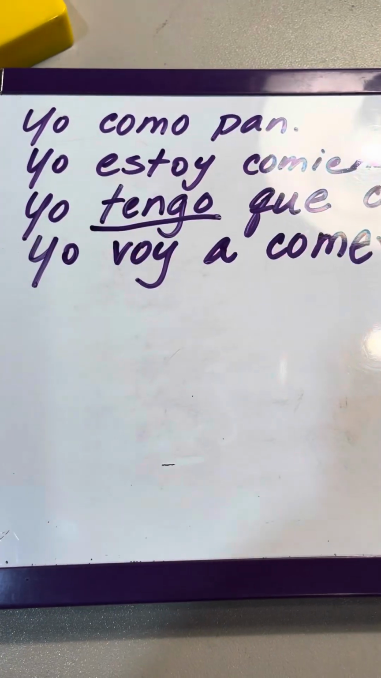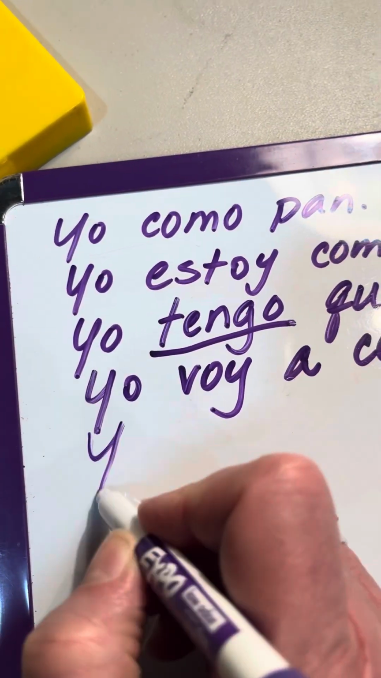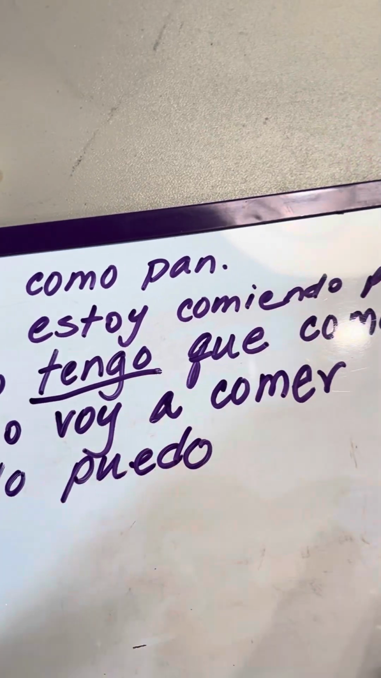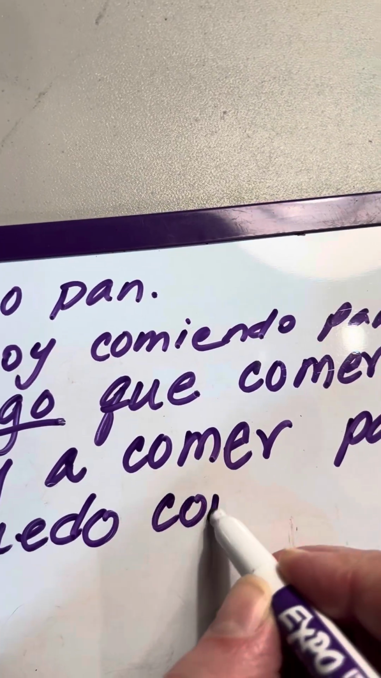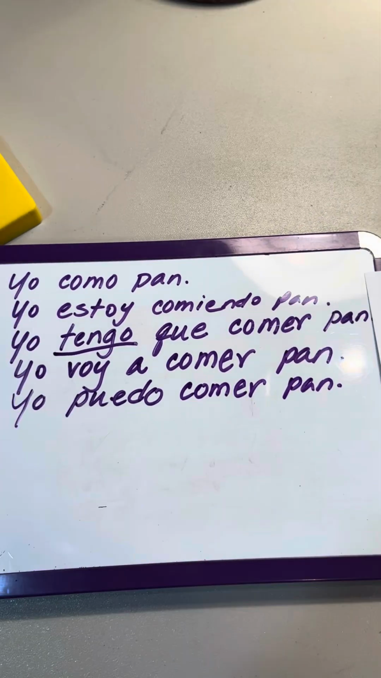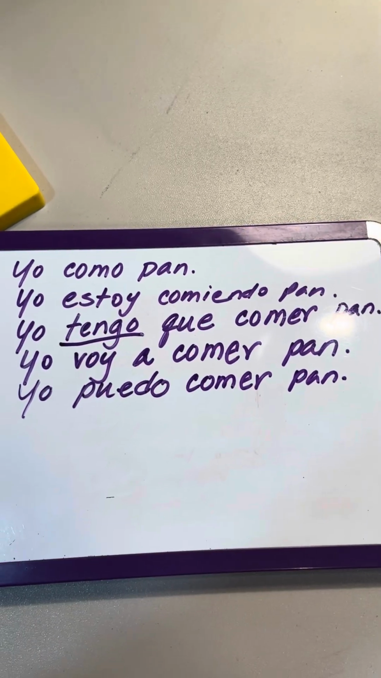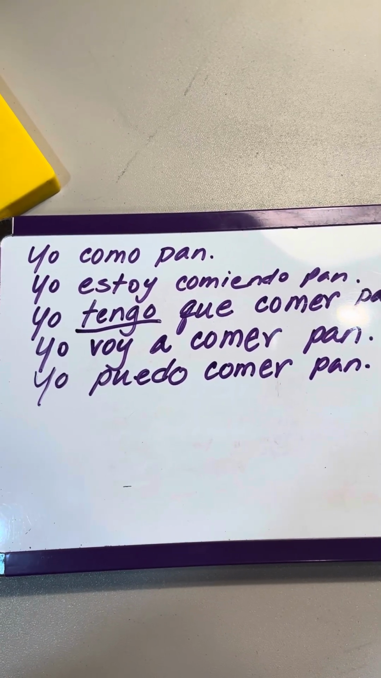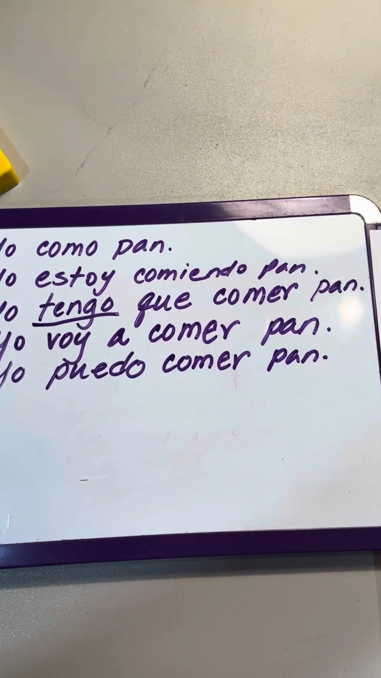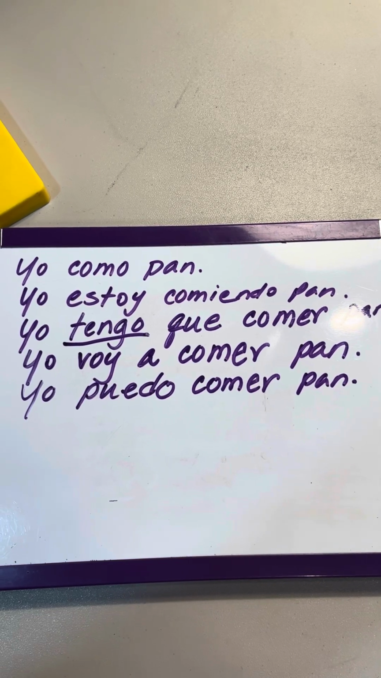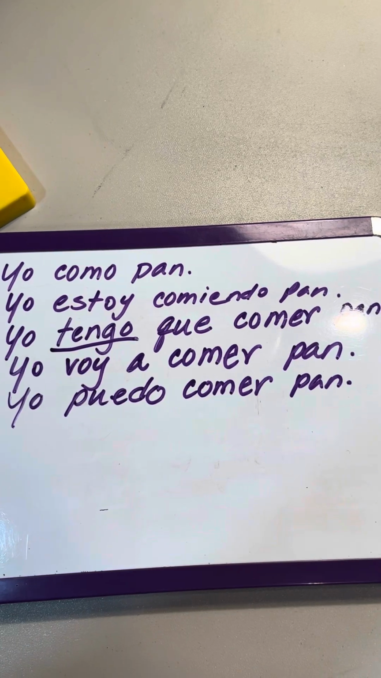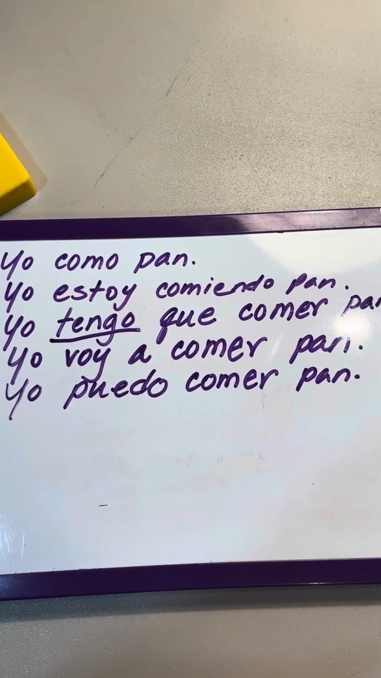So we're familiar with this verb, and we use it an awful lot as a compound verb. So in Spanish, we would write yo puedo. There's my conjugated poder. Here's my infinitive. Yo puedo comer pan. So yo como pan, I eat bread. Yo estoy comiendo pan. I am eating bread. Yo tengo que comer pan. I have to eat bread. Yo voy a comer pan. I am going to eat bread. And yo puedo comer pan. I can eat bread.